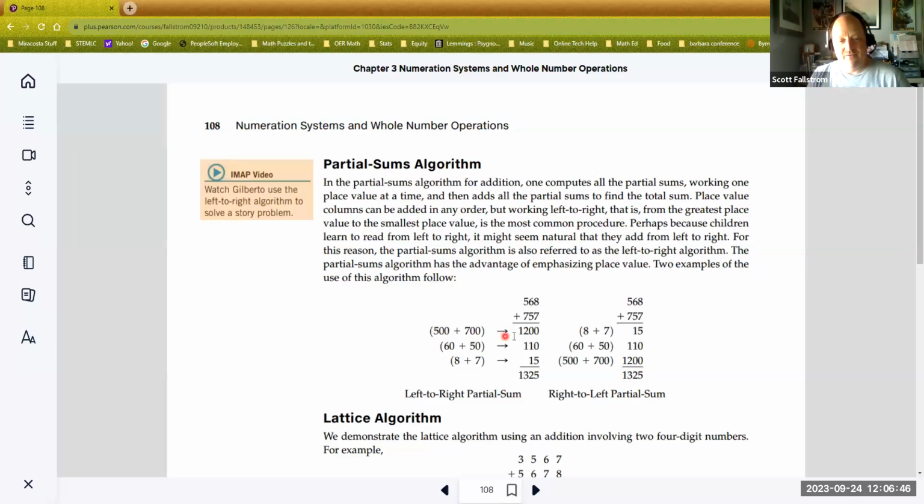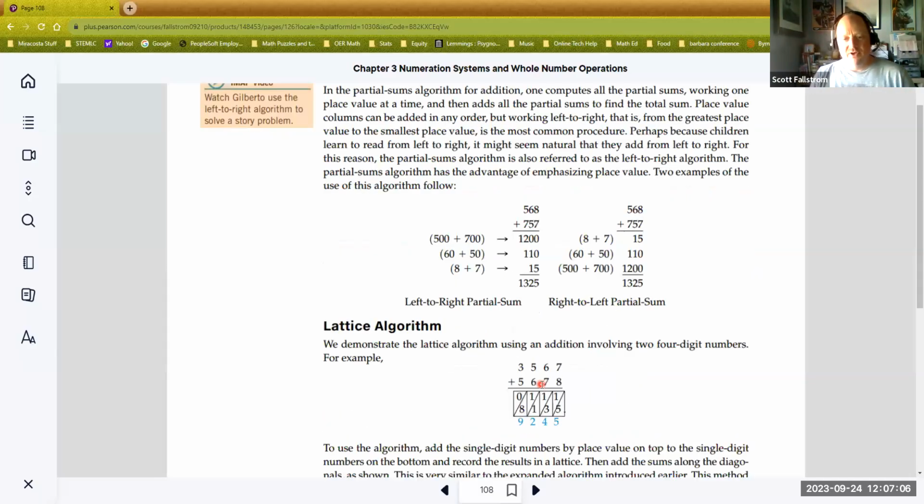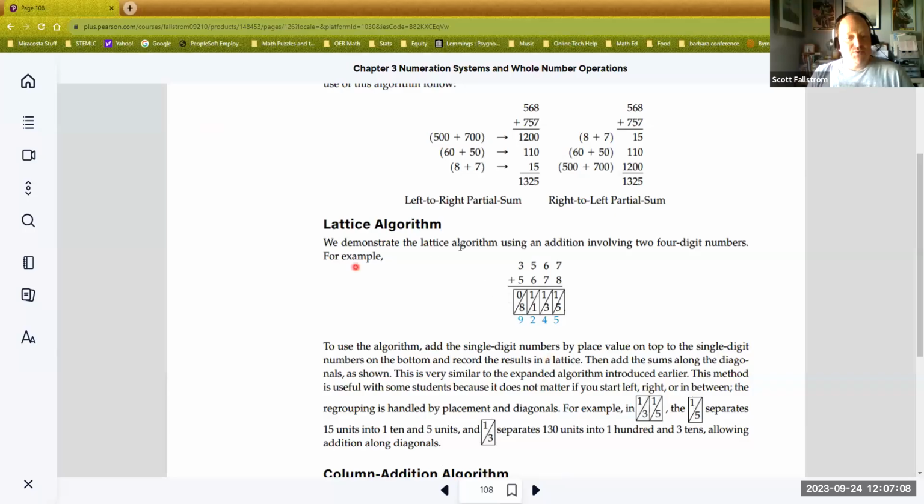Okay, so I'd do the 700 plus 500, I get 1200. Then I do 60 plus 50, which is 110. Personally, if I was doing this mentally, I'd add those together right now, which is 1310. Then I add 8 plus 7, which is 15. 1310 plus another 10 is 1320, and add the 5. You get 1325. Mental math, huge. Absolutely incredible. The next one is lattices.